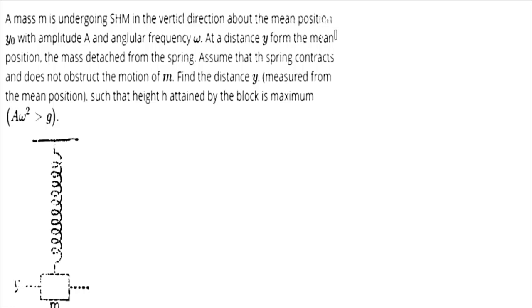At a distance y from the mean position, the mass detached from the spring. Assume that the spring contracts and doesn't obstruct the motion of mass m. So when the mass is detached, we can assume that the spring doesn't obstruct and the mass continues to move upward. Find the distance y measured from the mean position such that the height attained by the block is maximum. So let us now try to see what is happening.